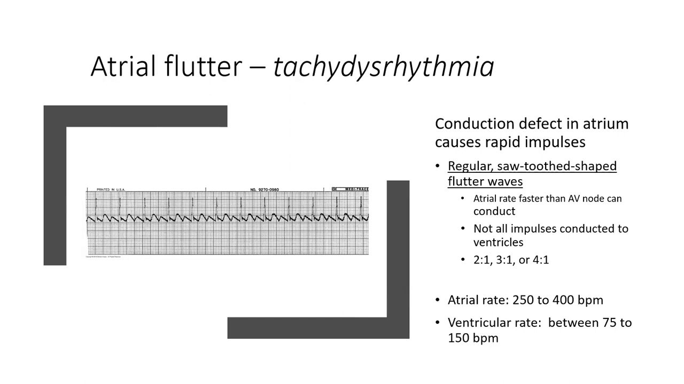Your P wave is going to have that sawtooth shape. So whenever you see this sawtooth shape, we're thinking of A flutter. Your PR interval is difficult to determine, and QRS intervals go 2 to 1, 3 to 1, 4 to 1. What happens here is there's a conduction deficit in the atrium, which causes rapid impulses.